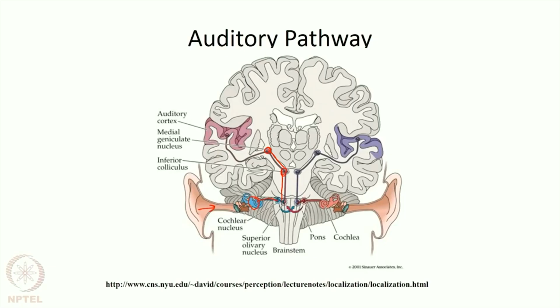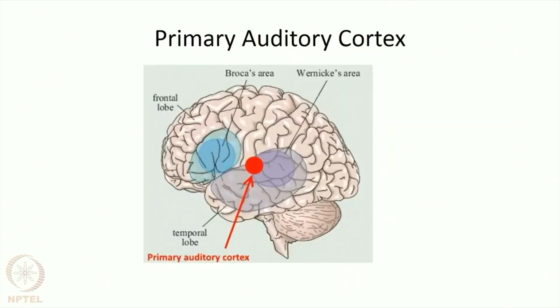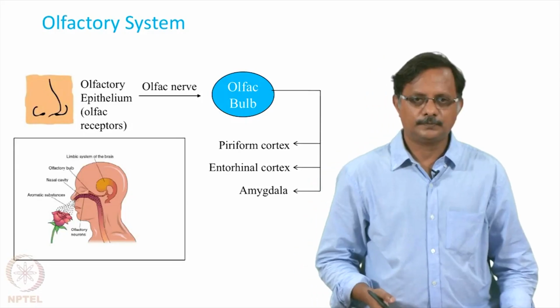So, beyond the thalamus it goes to the appropriate part of the cortex, which is called the auditory cortex or the primary auditory cortex, and in a side view you can see that it is somewhere here, in the superior temporal lobe.